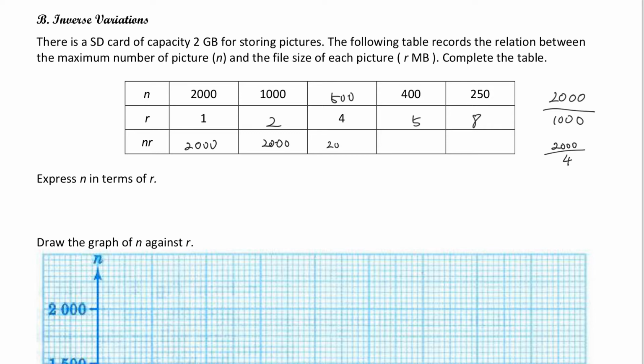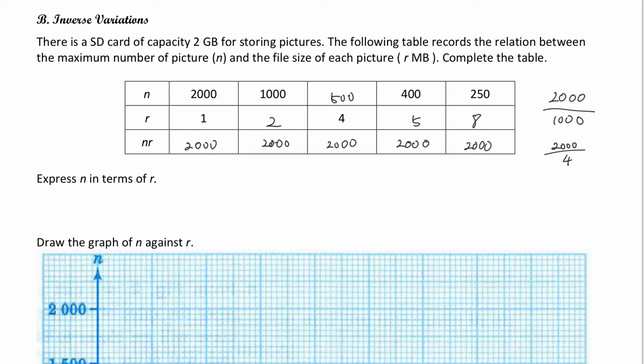In this example, I will call the relationship between N and R inverse variations. Why? It is because when N decreases, R will increase. Not only that, but I also know the multiplication of N and R is equal to a constant. So this relationship we call inverse variations.